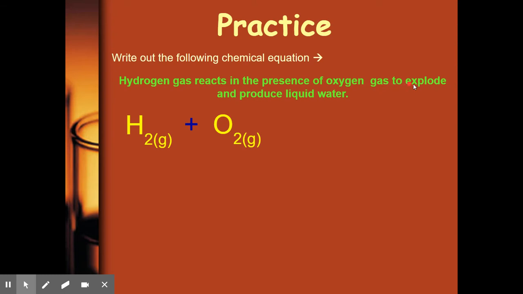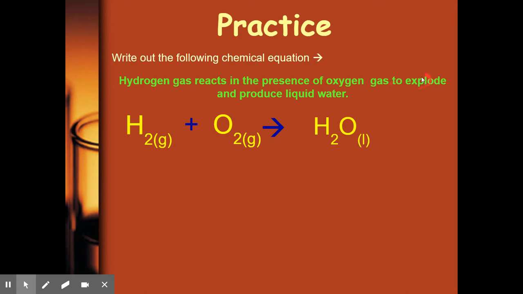All right, to explode and produce liquid water. So that means it's going to produce something, so that means it's in our arrow. And then water, it's going to make water. So it's going to make liquid water, so we're going to have a little (l) at the end. But water, hopefully you know by now, is H2O.